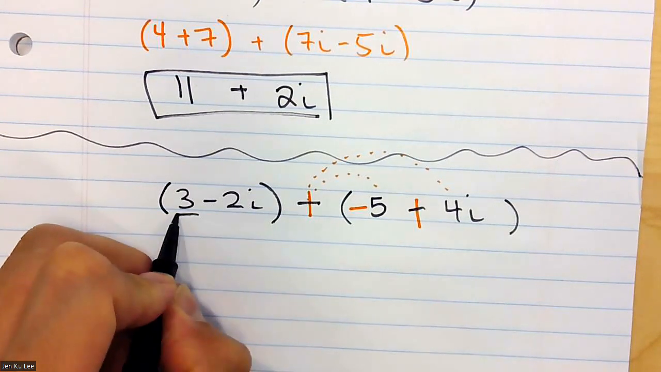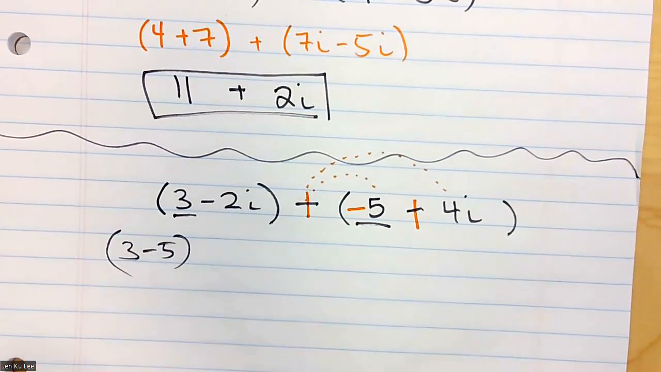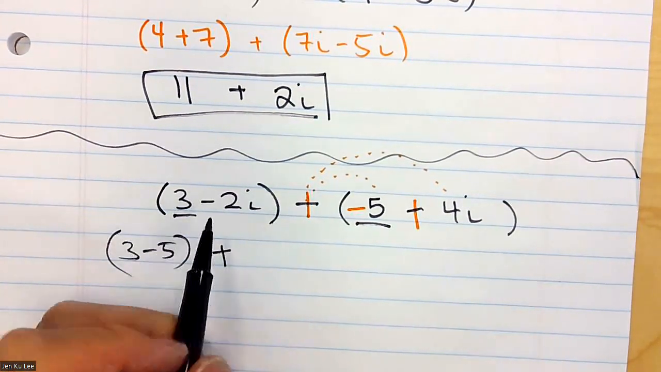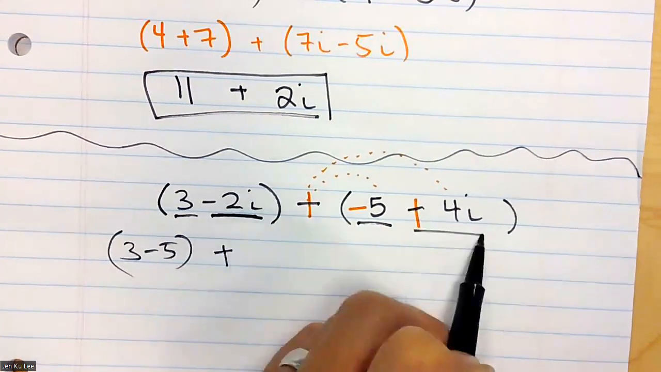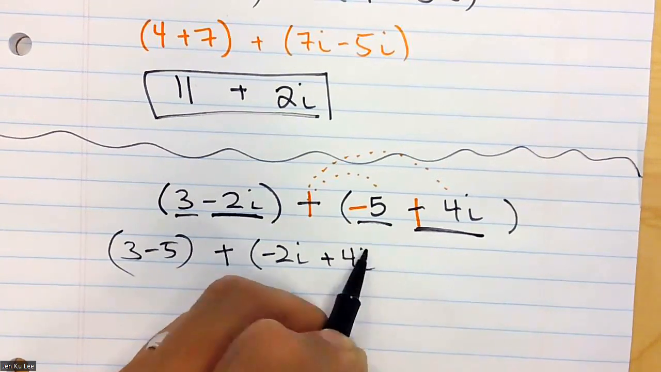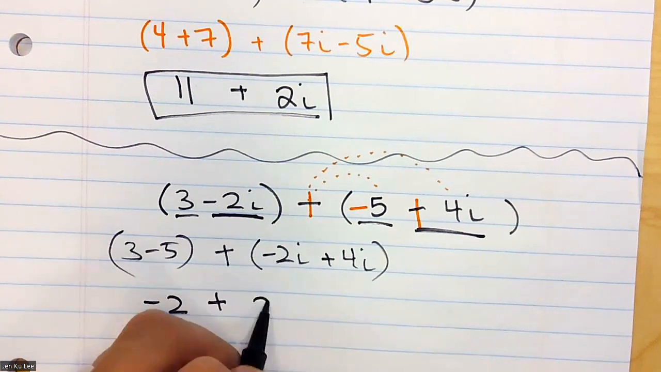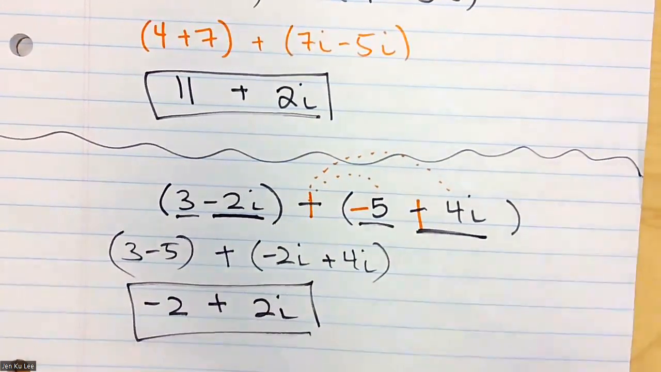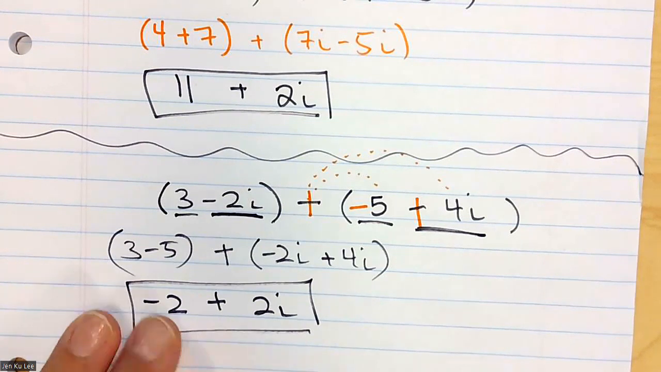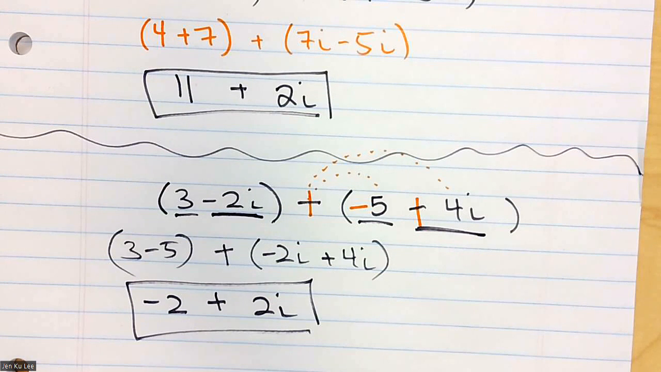So this is 3 minus 5, plus negative 2i and a positive 4i, negative 2i plus 4i. So this would be negative 2 plus 2i. That's your answer. And it's always going to be the real number plus or minus the imaginary number. That's always going to be the form.